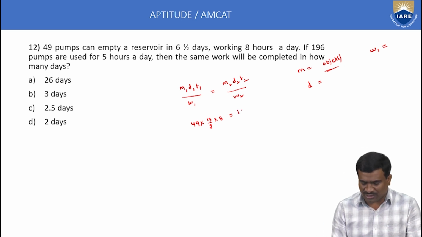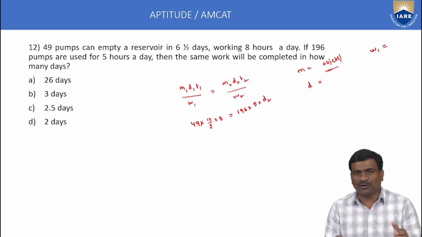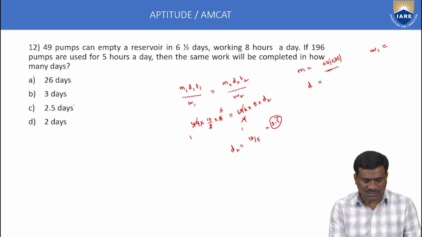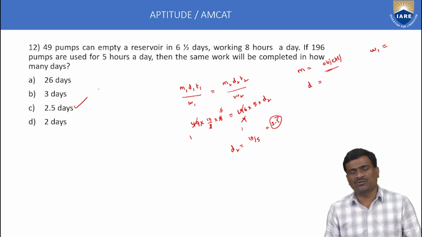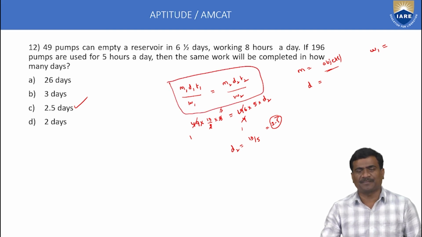Next, M2 is 196 pumps, T2 is 5 hours, and we calculate only D2. The remaining part is only simplification. 49 into 13 by 2, then 49 into 4, then D2 is equal to 13 by 5, which is 2.5 days. Option C only is correct. The chain rule property is important, this rule only is important.